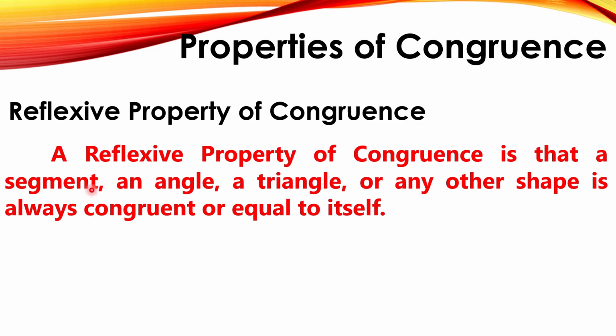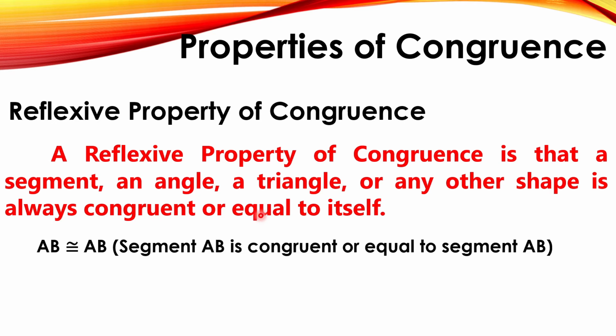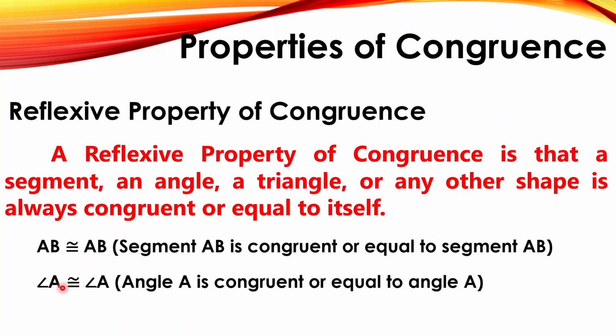Example: a segment, an angle, a triangle, or any other shape is always congruent or equal to itself. So for example, segment AB is congruent to AB. Parehas lang yung measurement. Kung ito ay 10, ito rin ay 10. Next, angle A is congruent to angle A. This is 90 degrees and this is also equal to 90 degrees. Okay?